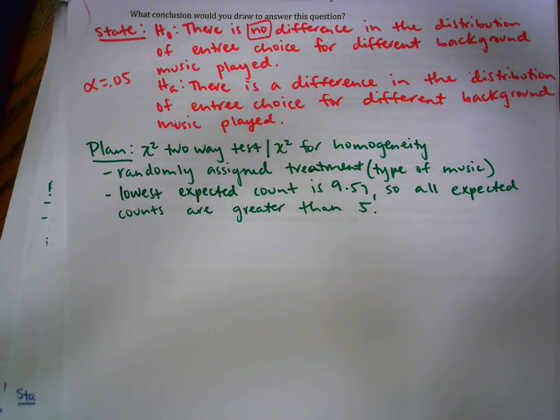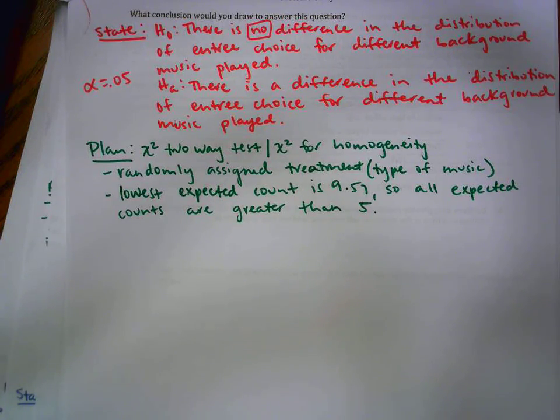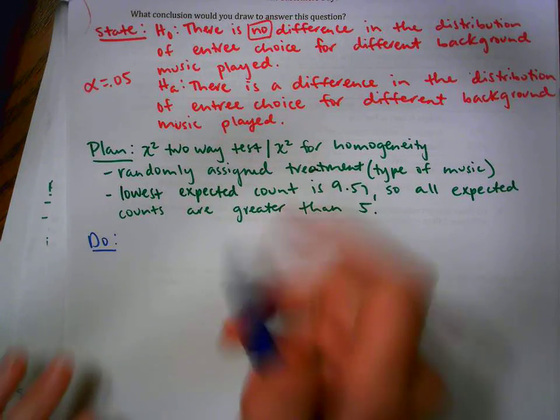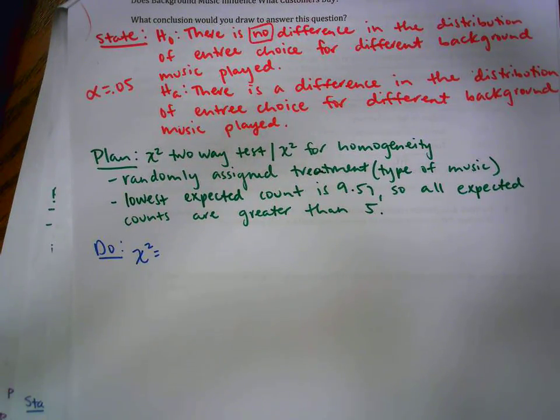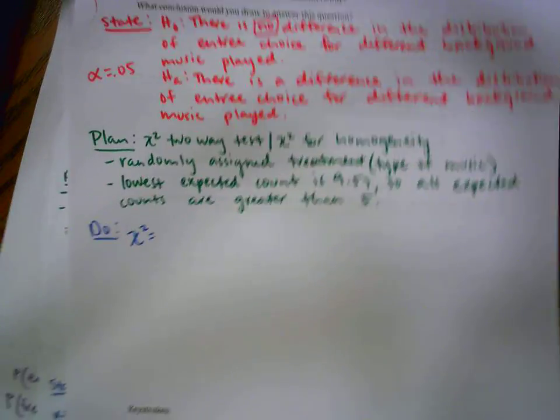Okay, so now we're ready for a do, right? We're doing this without the calculator first, and I'm going to do another video with the calculator. So our first step for do is get your chi-square statistic. To do that, you add up observed minus expected squared divided by expected. I should make a song or something. You can do that if you get bored at home.